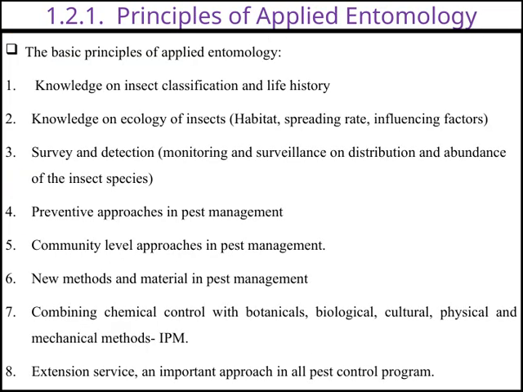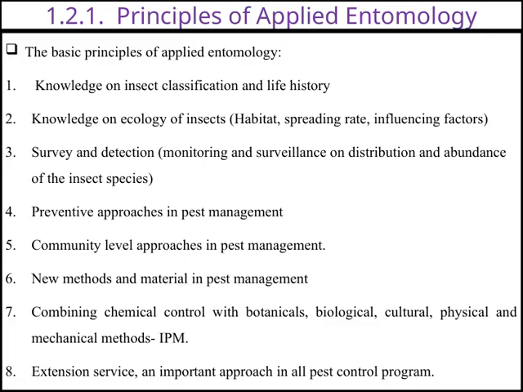Let's start by looking at the basic principles of applied entomology. First, understanding insect classification and their life history is fundamental. Knowing how insects are categorized and their developmental stages helps us develop targeted control strategies. Next, we need to understand the ecology of insects, which includes their habitat, spreading rate, and the factors that influence their populations. This ecological knowledge is crucial for predicting and managing pest outbreaks.